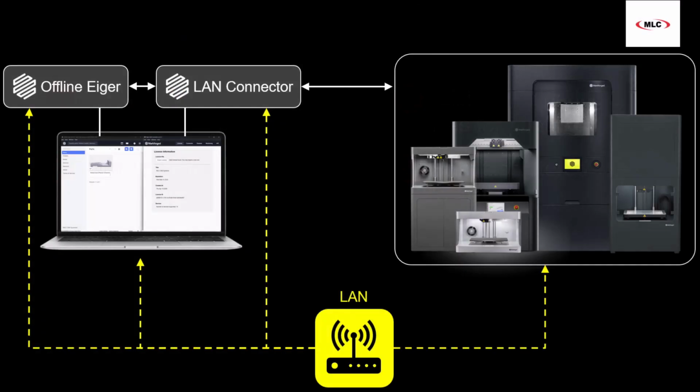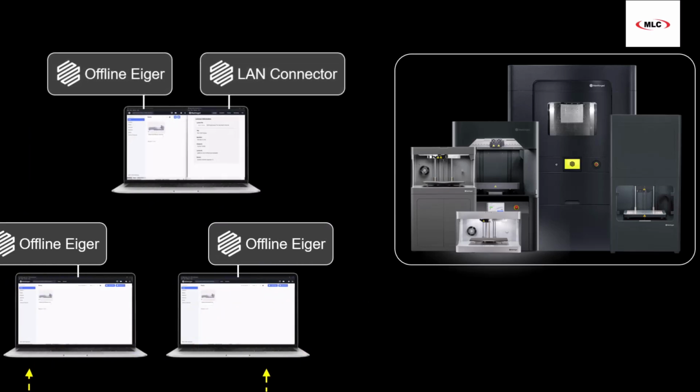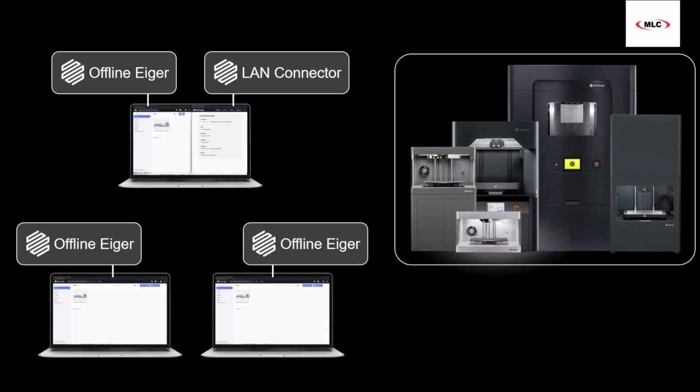LAN connector and Offline Eiger need to run simultaneously for connected printers to communicate with Offline Eiger. If you have multiple computers running Offline Eiger, you should have a centralized computer that runs both LAN connector and Offline Eiger and is not regularly shut down. In this specific case, LAN connector is only needed on this centralized computer.